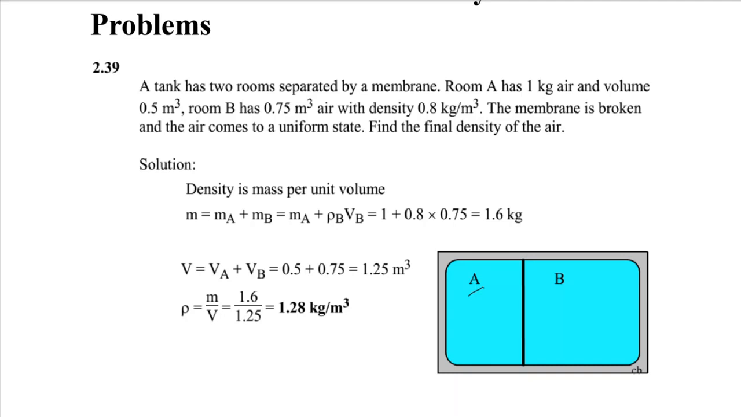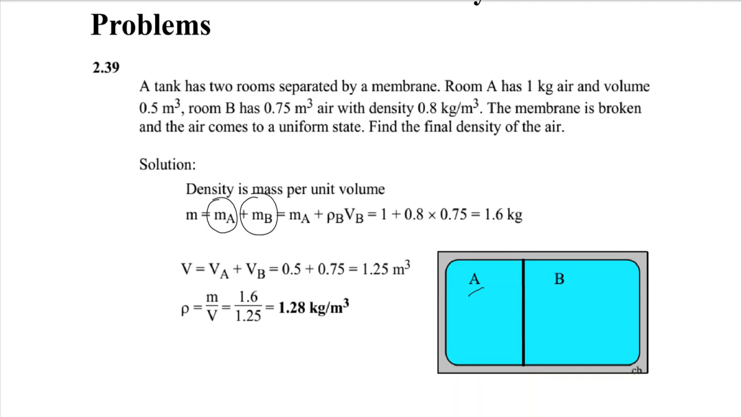So this is just a simple thermo problem, in which we are just finding the final density. The final density would be the final mass of the air in the room divided by the final volume of the room. To find the final mass of the air in the room, we have the mass of A and the mass of B.